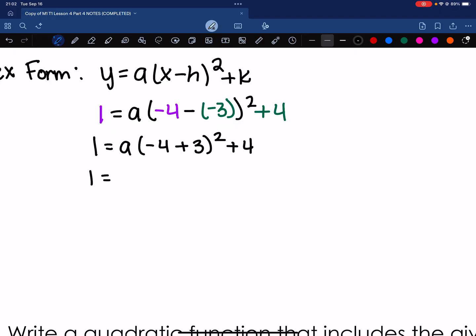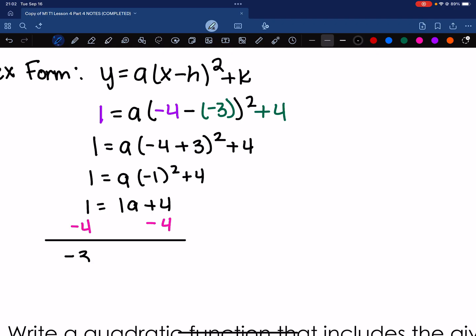And then we can clean up that inside. So negative 4 plus 3 is a negative 1. Negative 1 squared is a positive 1. So that is a 1a. And then last but not least, to solve for a, we're going to subtract 4 from both sides. And so when we subtract 4 from both sides, we get a negative 3 equals a.